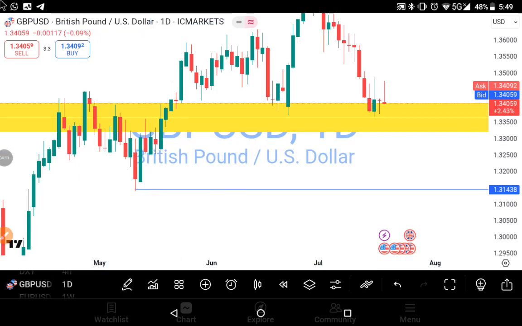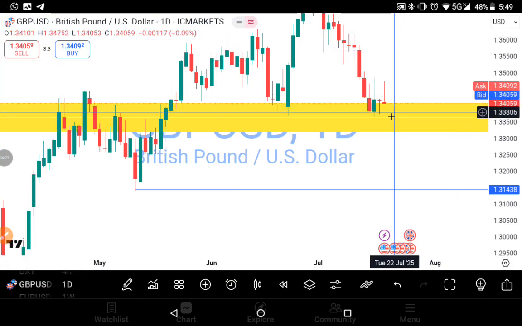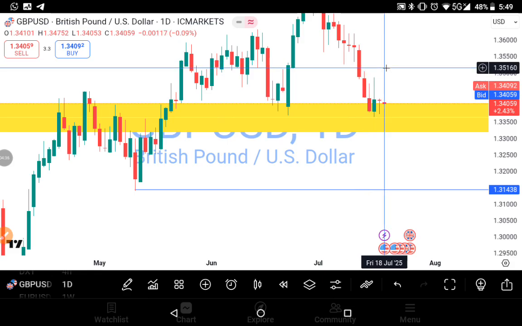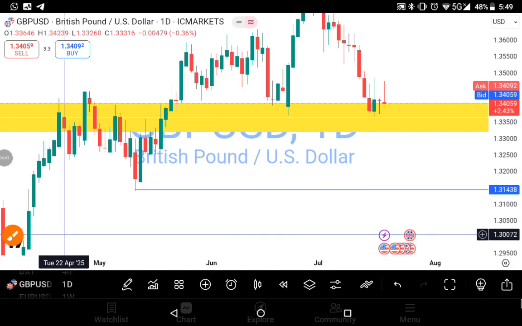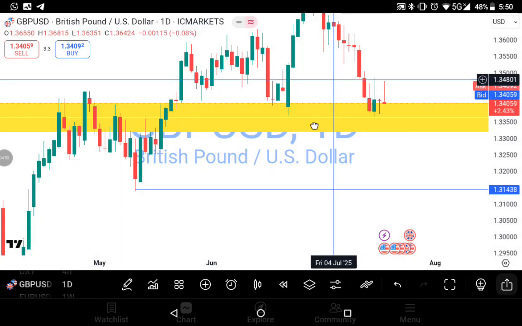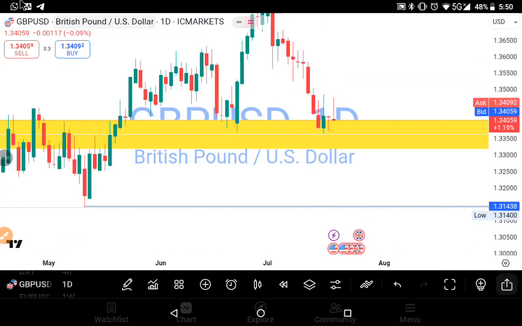1.32500, sorry, 1.33 big figure and 1.32 once the midpoint, the consequent encroachment, has been taken. So I'll be expecting 1.35 big figure, 1.35500. Let's use 1.35500 and 1.35 big figure to serve as a resistance to the current structure of cable.